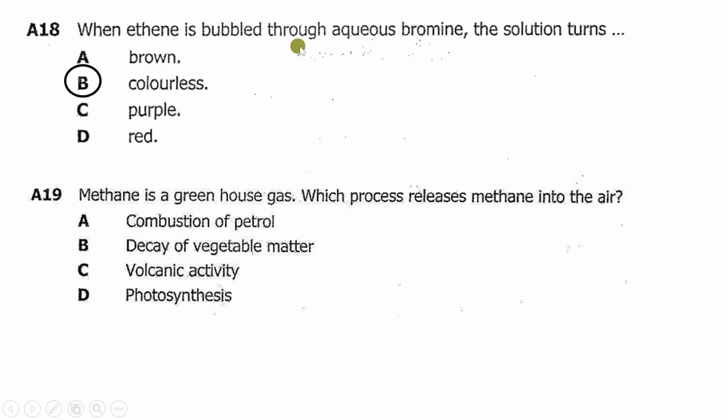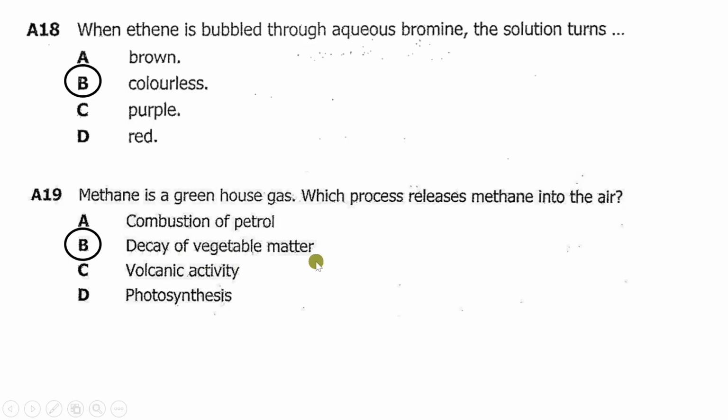So when ethene is bubbled through aqueous bromine, the solution turns colorless. Then A19: methane is a greenhouse gas. Which process releases methane into the air? Is it A, combustion of petrol, B, decay of vegetable matter, C, volcanic activity, or D, photosynthesis? It is B, decay of vegetable matter.